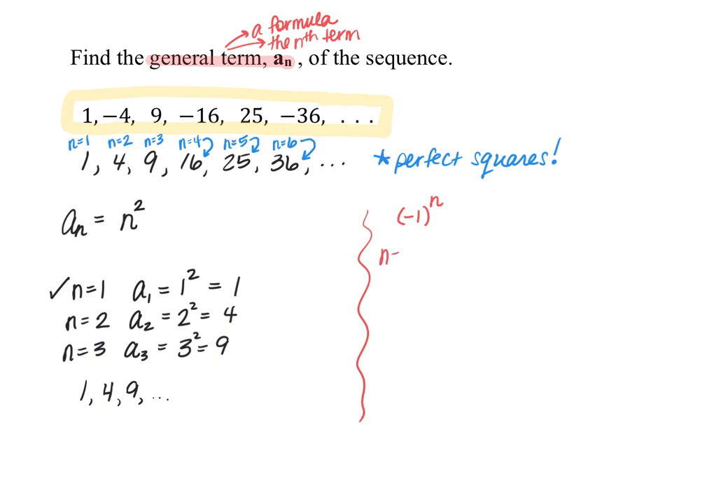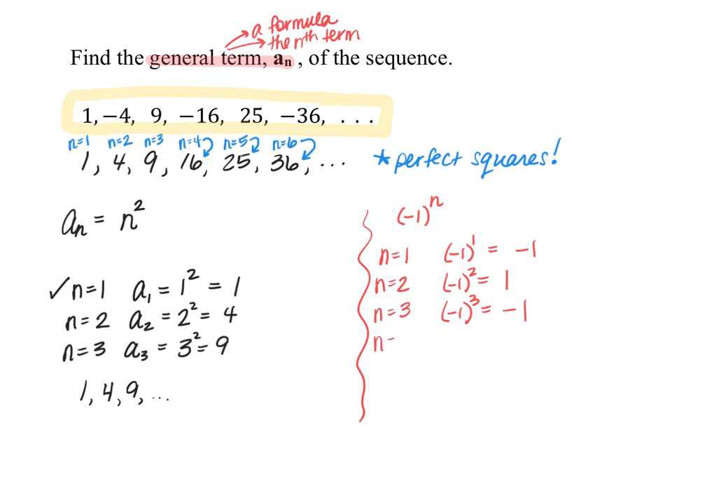So if n was equal to 1, I had -1 raised to the power of 1, I would get a -1 as a result. If n is equal to 2, I would get -1 to the power of 2. That's -1 times -1. That gives me +1. If n is equal to 3, I have -1 to the power of 3. That's -1 times -1 times -1. I get a -1 back.